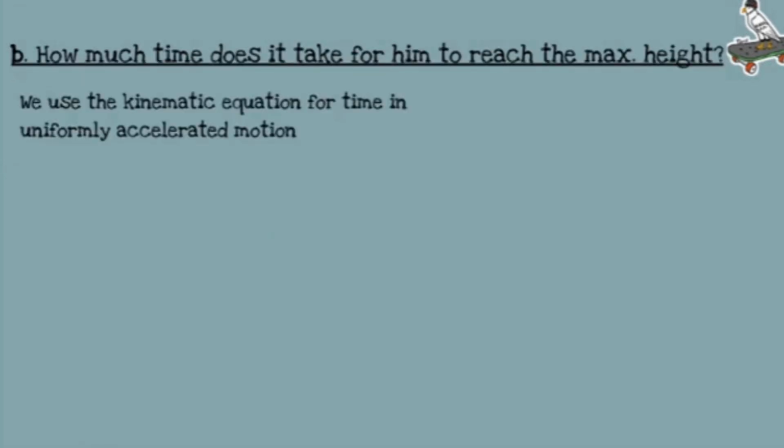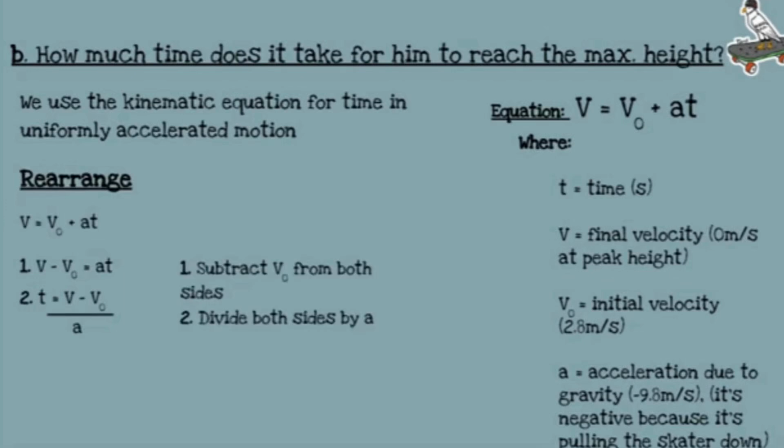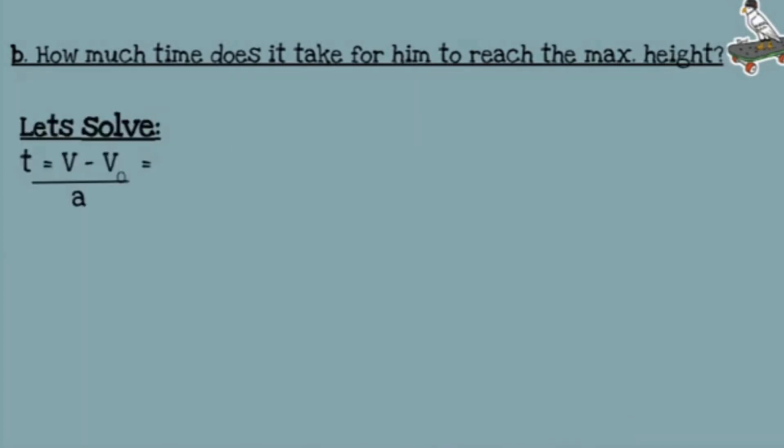For solving how long it takes him to reach maximum height, we use the kinematic equation for time in uniformly accelerated motion. This is the equation here, where t is equal to time in seconds, v is equal to final velocity, which is 0 at peak height, V subscript 0 is initial velocity, which we already have, and a is acceleration due to gravity, which is negative 9.8. Now we rearrange. To do that, we subtract V subscript 0 from both sides, and then divide both sides by a.